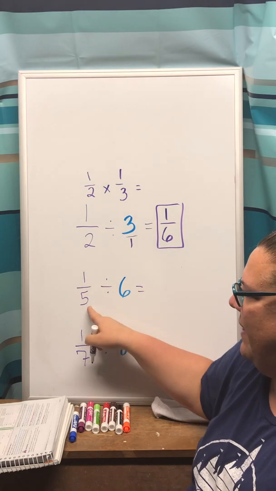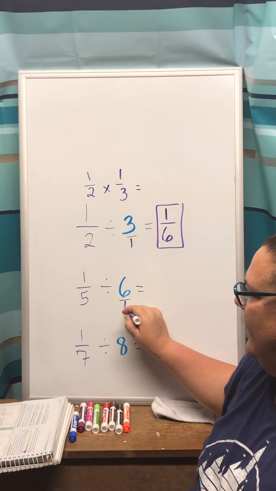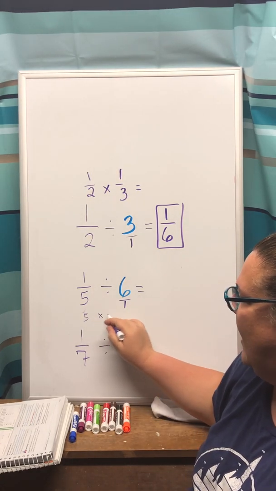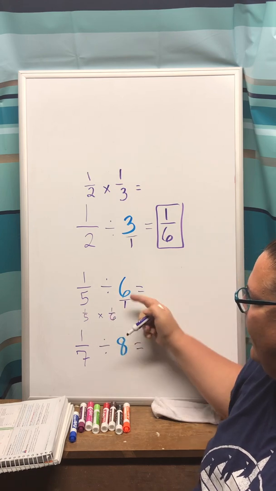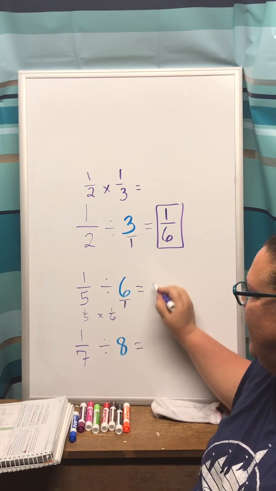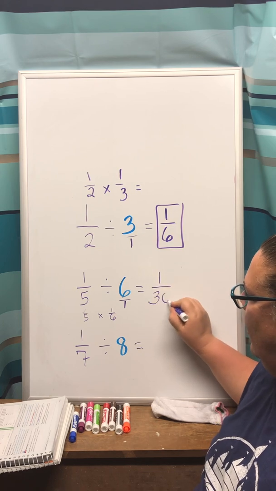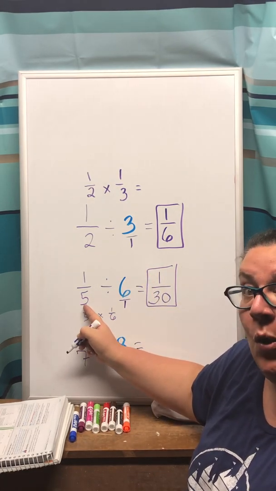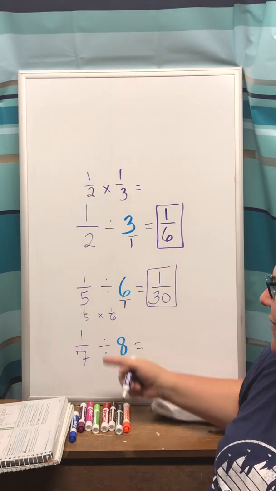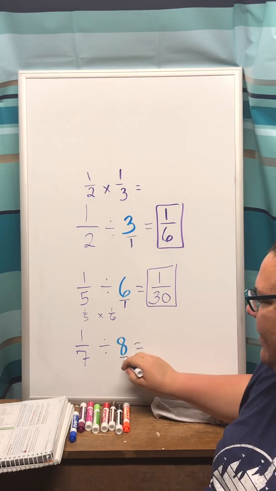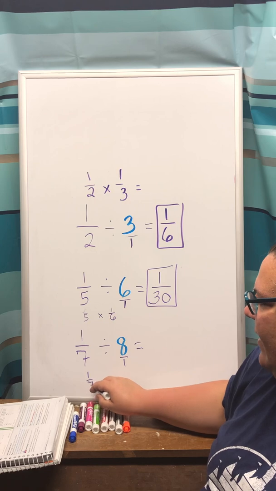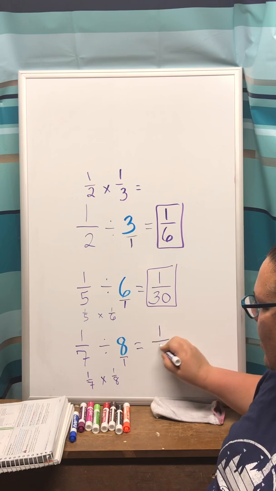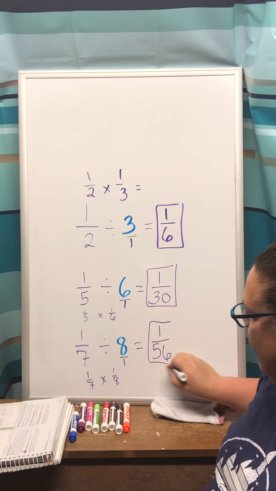Here, same thing, 1/5 divided by 6/1, flip it, 1/5 times 1/6. I flipped my fraction, I did my multiplication, my answer is 1/30. 1/30 compared to my unit fraction, 1/5. And then finally, 1/7 divided by 8/1. 1/7 times, flip it, 1/8 gives me 1/56. Quotient, original unit fraction.